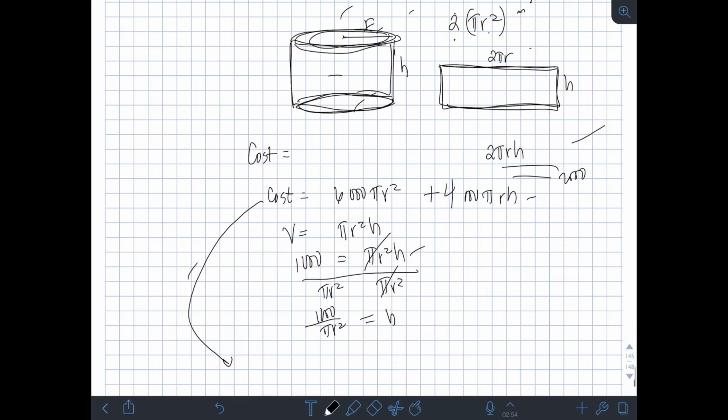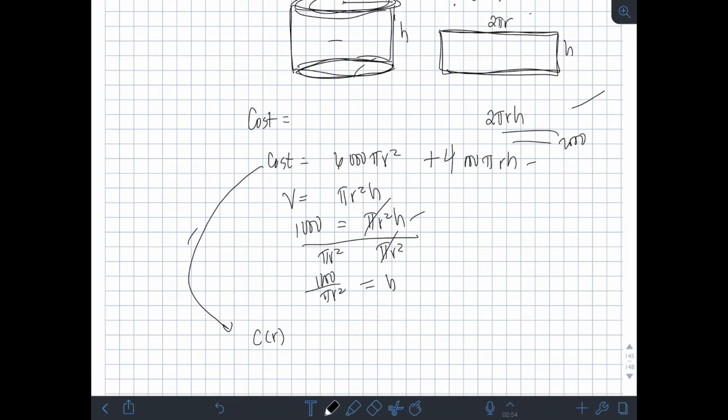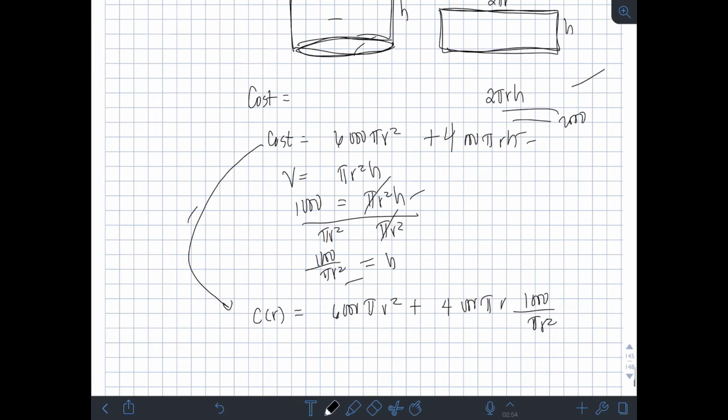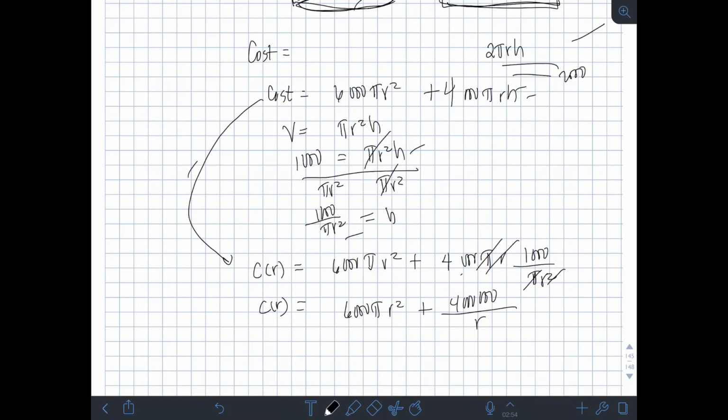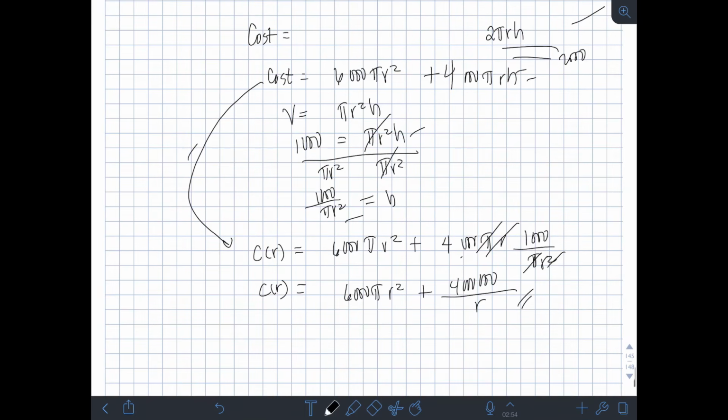So, i-plug in ngayon natin dito sa cost. So, yung cost now will be in terms of r, right? So, 6,000 pi r squared plus 4,000 pi r. Yung h in terms of r is 1,000 over pi r squared. So, we have 6,000 pi r squared plus, so cancel yung r, cancel si pi. So, 4,000 times 1,000 is what? 4 million divided by r. So, C of r. So ngayon, dahil in terms of r na lang tayo, pwede na nating i-derivative.